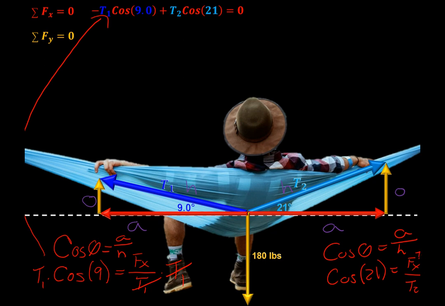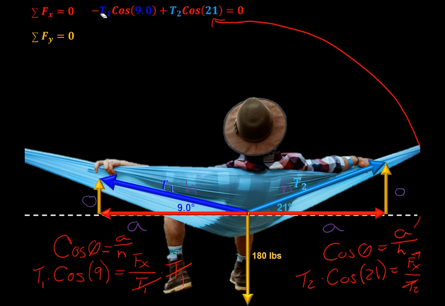Running out of room. Tension 2 times tension 2 causes that to cancel. You just get that your force X on this side is equal to that. And since they're going in opposite directions, the one with the angle at 9 is going to the left, so it's negative, and that equals 0. So that's the forces in the x direction.